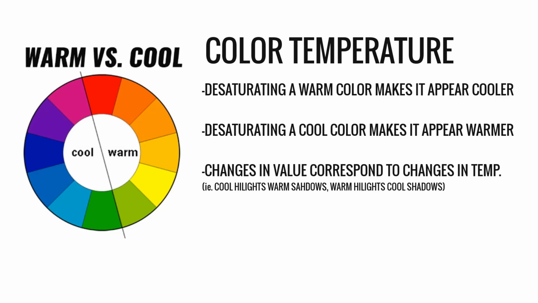Our third principle is that all of our temperature shifts are going to occur when there are changes in value. So if we have cool highlights, we'll have warmer shadows, and warm highlights will generally have cooler shadows. So today when we make our paintings, we're going to choose either a warm or cool palette. Rather than introducing blues to our warm palette, we'll just use desaturated reds. And likewise with our cool palettes, we'll use desaturated blues instead of red.